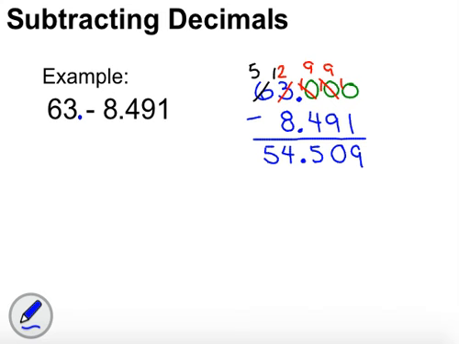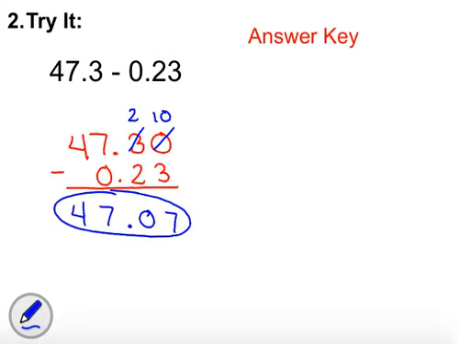Be careful with that borrowing. It's time for you to try one on your own. Pause the video and hit play when you're ready to check your answer. 47 and 2 tenths minus 23 hundredths should give you an answer of 47 and 7 hundredths. Pause and fix your work if you didn't get it.